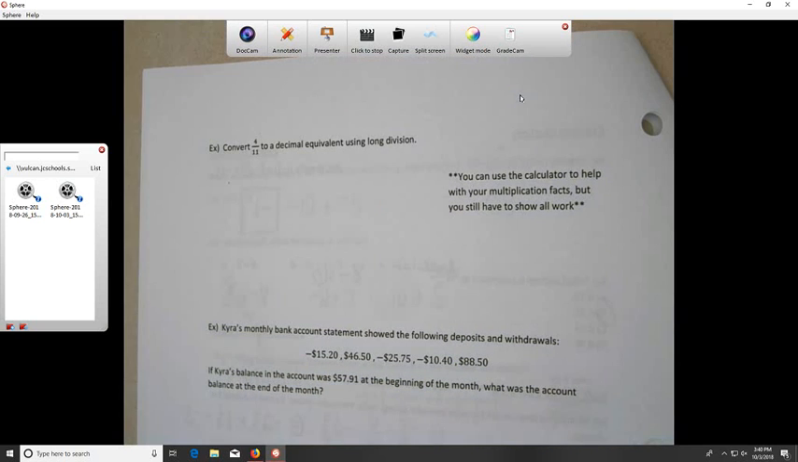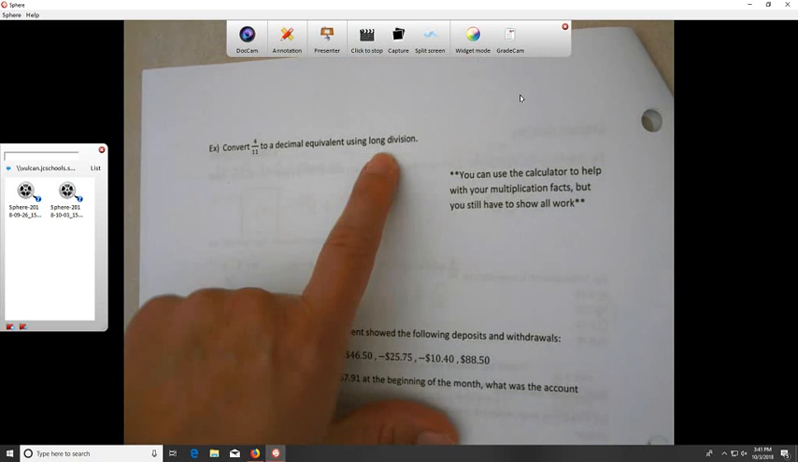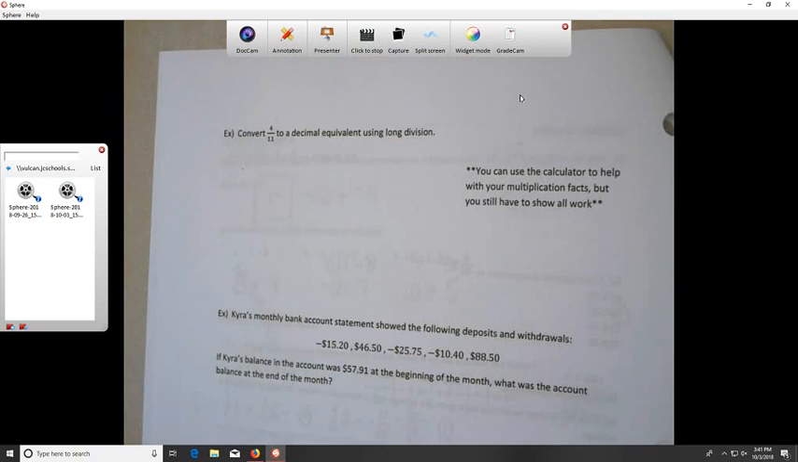Alright, the next question here: convert 4/11 to a decimal equivalent using long division. So the key here is using long division. You're not going to get points just for writing down the answer. You need to show the long division process. To turn a fraction into a decimal, we just divide.